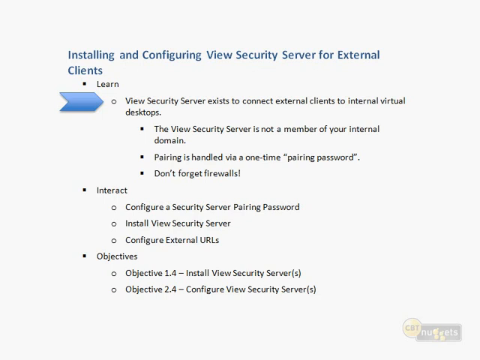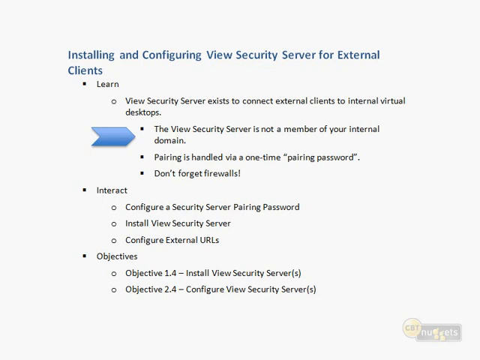Again, in some environments this works, and in some environments there may be additional security things you have to put into place to support this. Now, what's interesting is that the View Security Server generally is not a member of your internal domain. And this is a good thing, right? Anytime you take a computer that is a member of your internal domain out into the DMZ, things begin to get very weird because you have to open up a lot of network ports to support that.